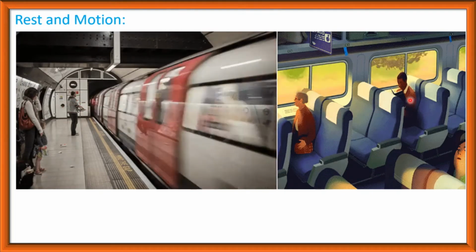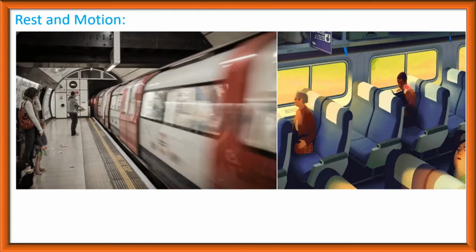But here, if we consider this passenger as a reference frame, then with respect to this passenger, the position of this passenger is not changed. So she is at rest with respect to this passenger, but she is in motion with respect to this person. So the same object, same person, same thing can be at rest with respect to a reference frame and can be in motion with respect to another reference frame.